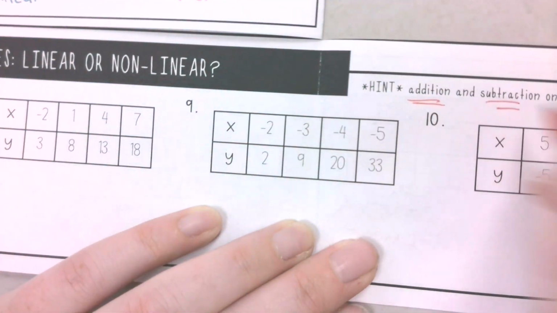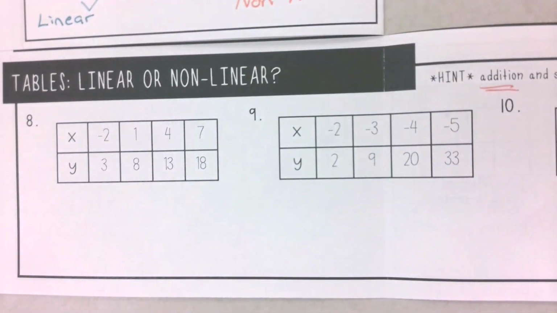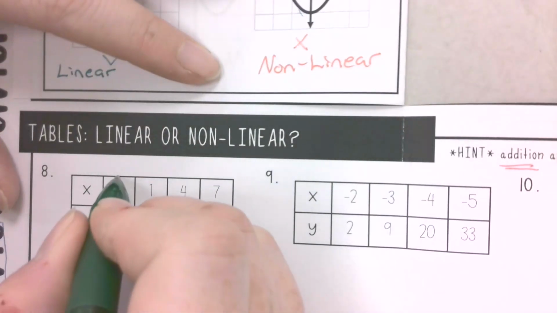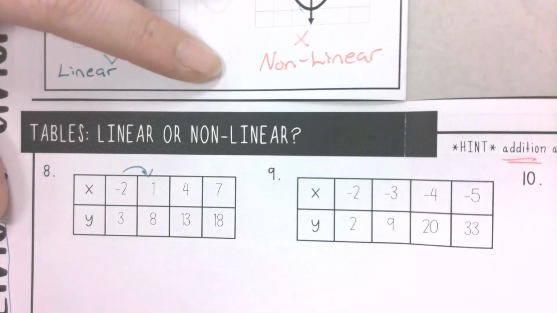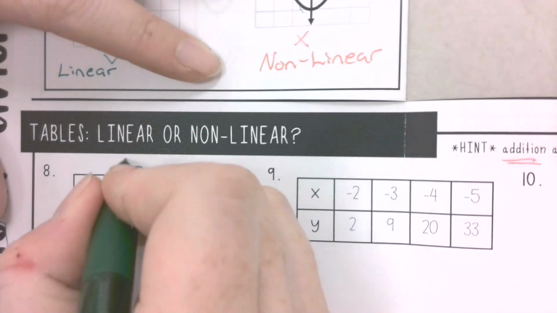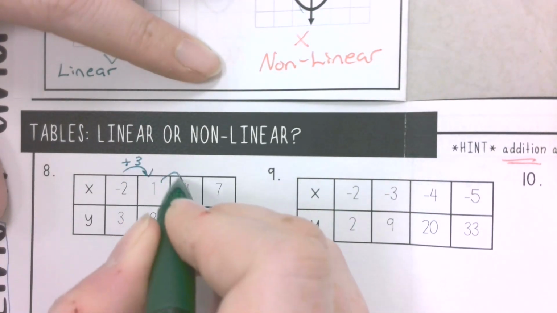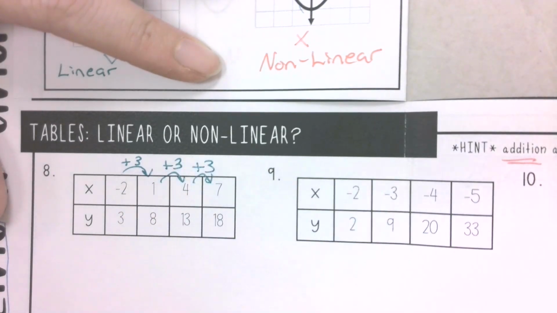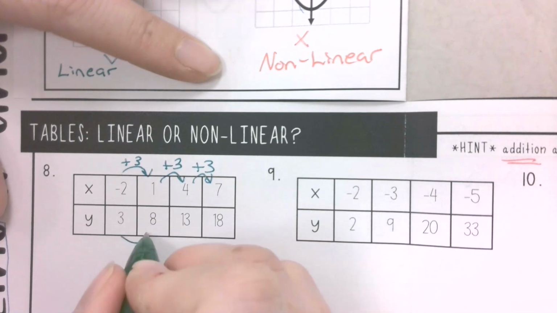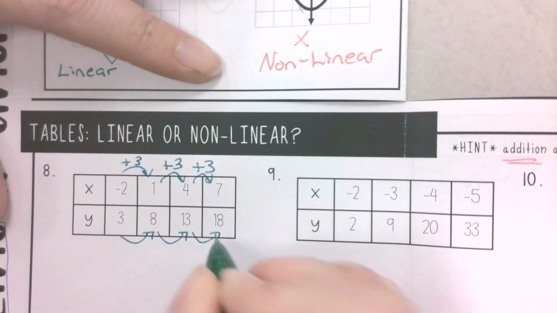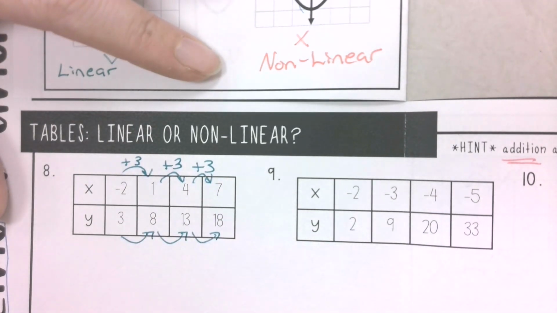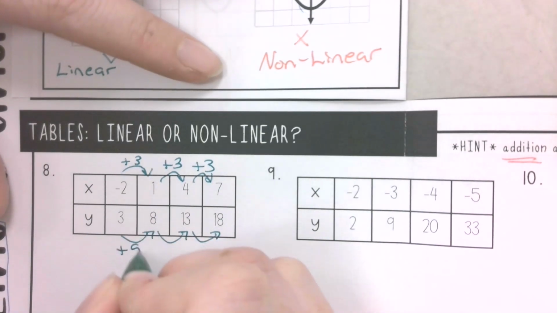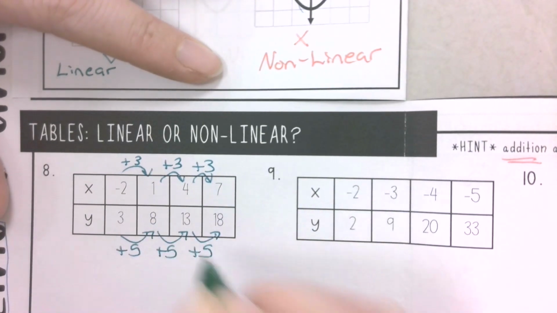All right, open this flap up and let's put it to practice. Remember, we are only looking for addition and subtraction patterns. Okay, let's draw our arrows. -2 plus what gets us to 1? Plus 3. 1 plus what gets us to 4? Plus 3, plus 3. On the bottom, check your patterns. You try it before I do. Hopefully, you saw it was plus 5, plus 5, plus 5.